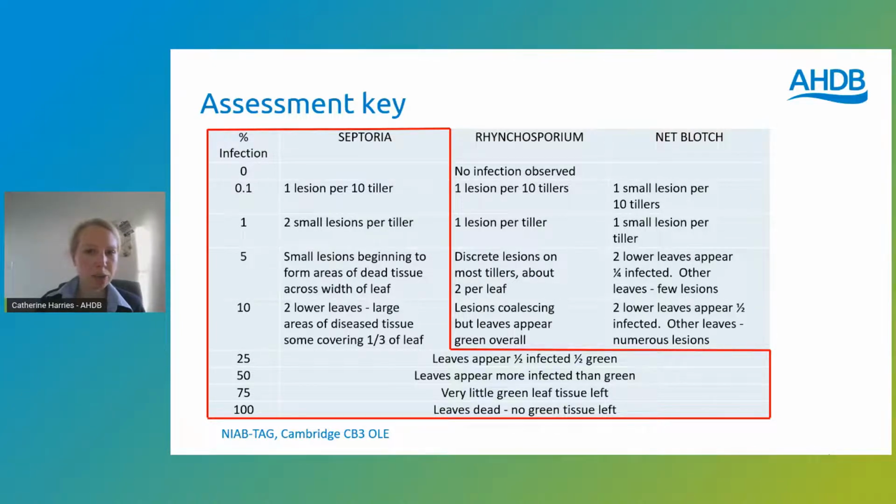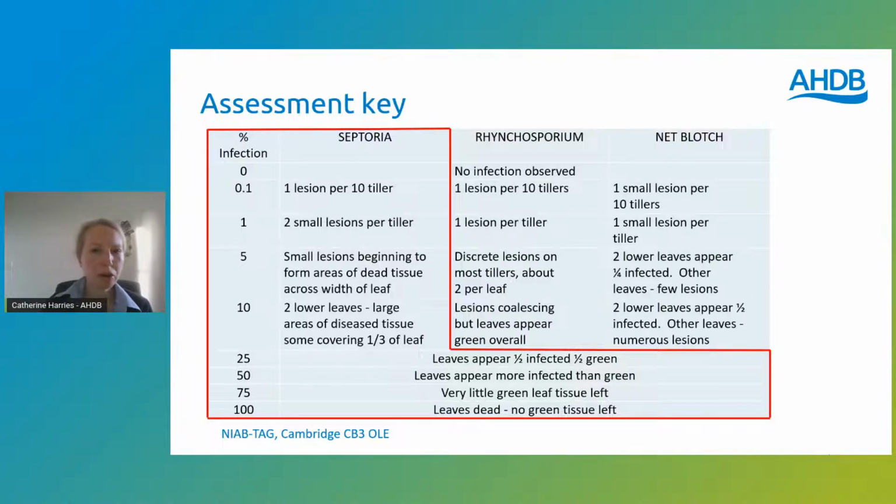5% infection, small lesions are beginning to form dead areas of tissue across the width of the leaf. 10% infection, 2 lower leaves, large areas of diseased tissue with some covering 1/3 of the leaf. 25% leaves appear half infected, half green, which can seem counterintuitive that half infected is 25%, but it's very easy to overestimate disease, which is why it's like that. 50% leaves appear more infected than green, 75% very little green leaf tissue left, and 100% leaves dead with no green tissue left.